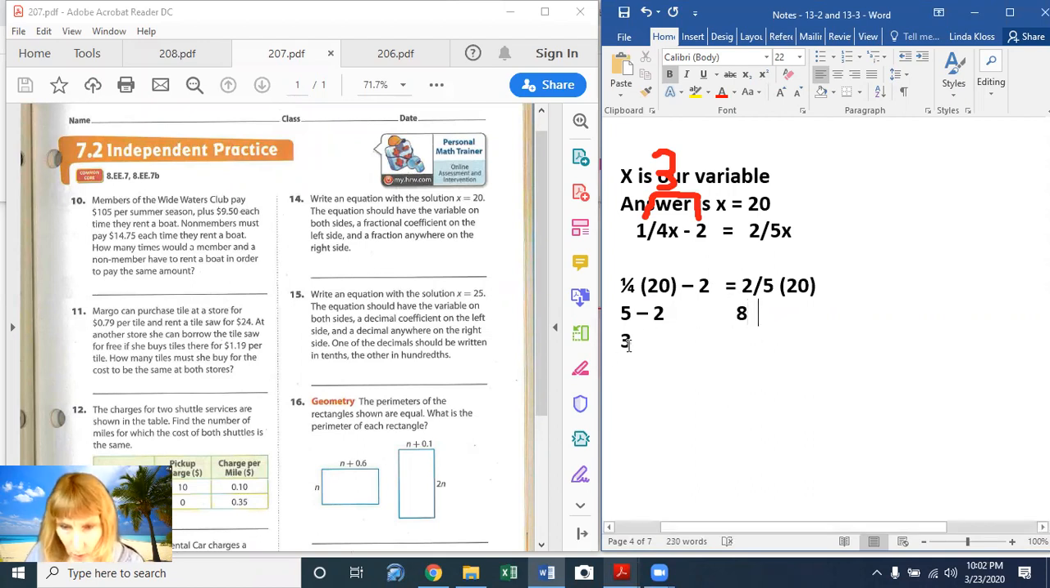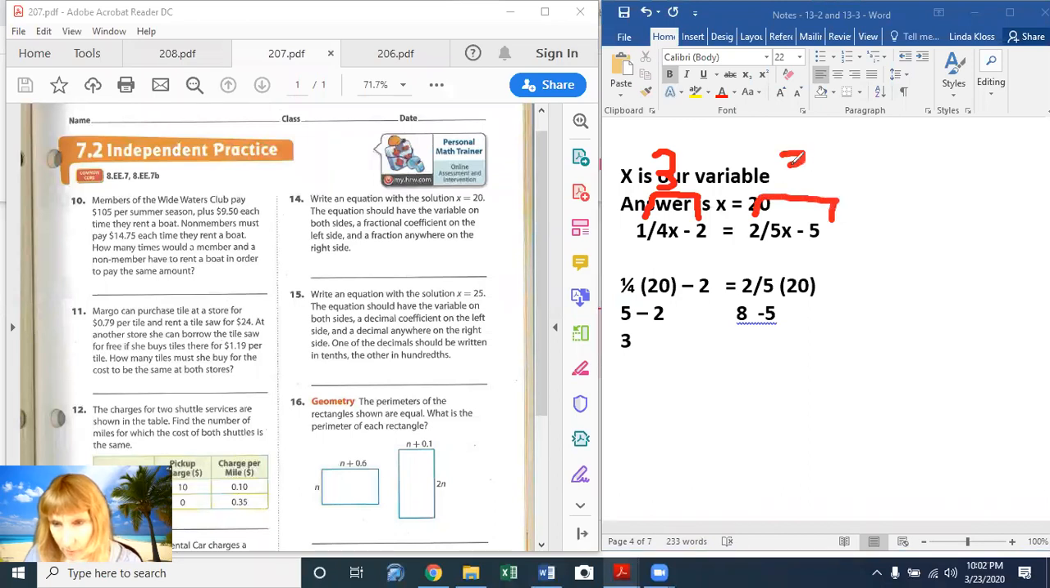But we need it to equal 3, so we have to subtract something else to get to 3. 8 minus what will give us 3? Right, 5. So I'm going to go back up here, and I'm going to have to add in a minus 5 to make them equal. Now I know that my 2/5 x minus 5 is also going to equal 3 when I'm done.